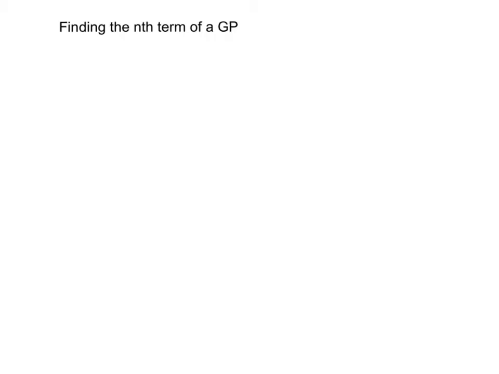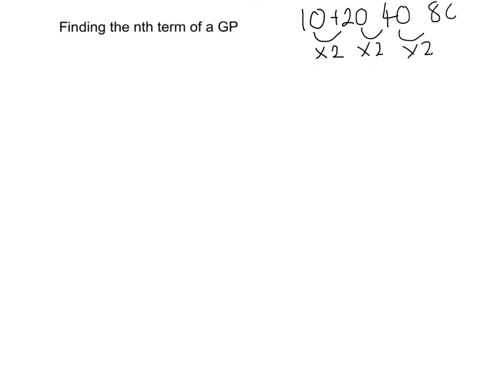Okay, we're going to look at the nth term of a GP. So let's just have a little look at what's happening, and let's just put one up on the screen. So if we had a first term of 10 and my common ratio was 2, I would times 10 by 2 to get 20, and then I'd times by 2 to get 40, and I'd times by 2 to get 80. Okay, and that's what my GP could look like.